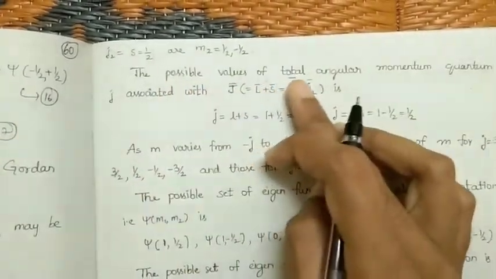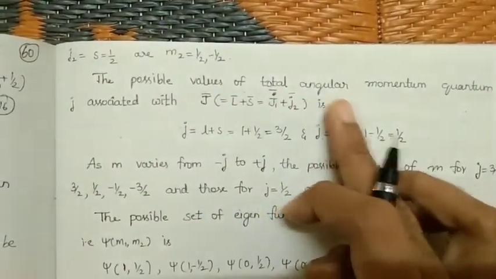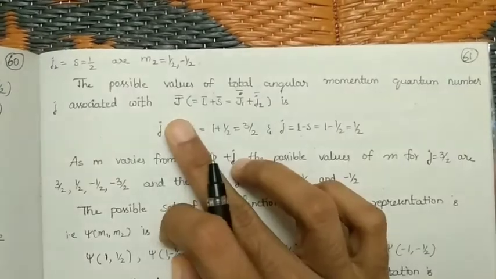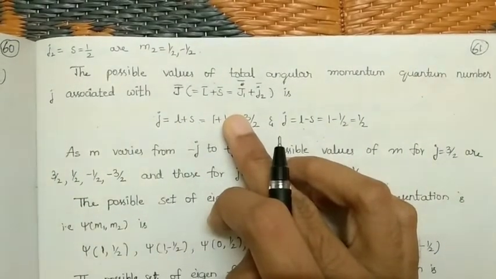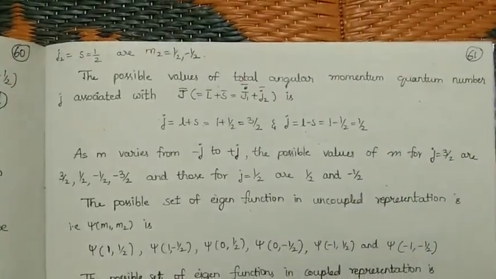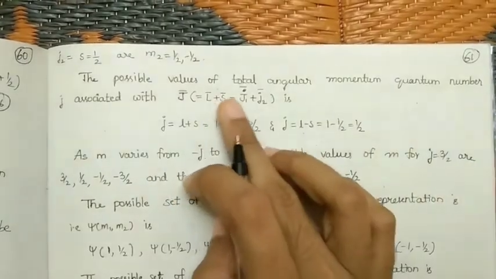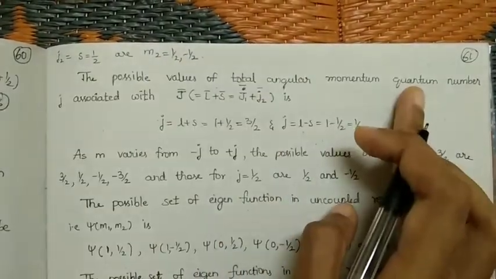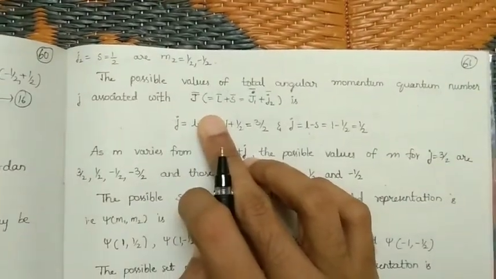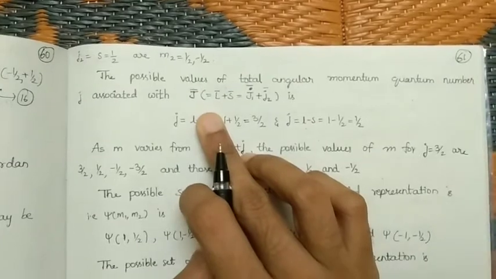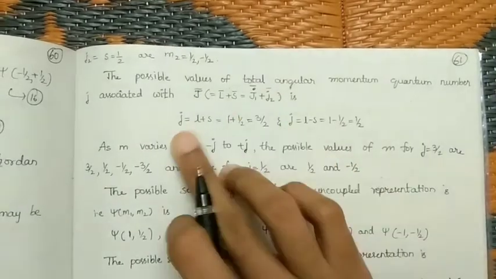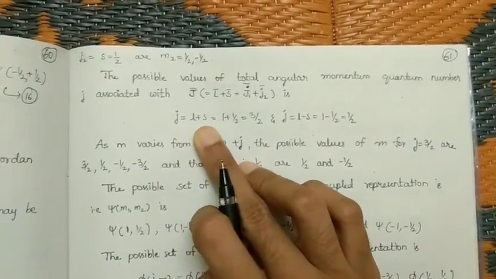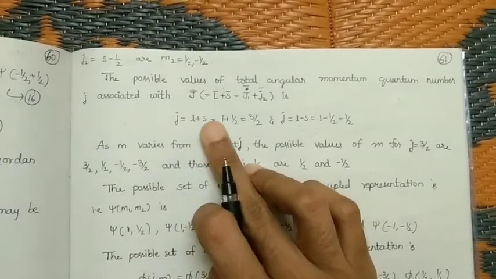Now the possible values of the total angular momentum quantum number, capital J. We have to consider the possible values for the total angular momentum. If we consider not J1 separately and J2 separately, but add them up, then we have J equals L plus S. In the place of L we have 1, in the place of S we have half.